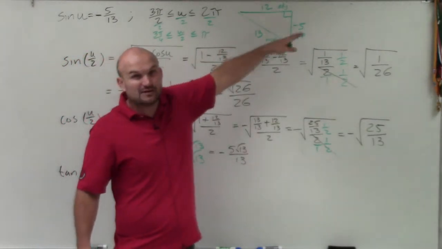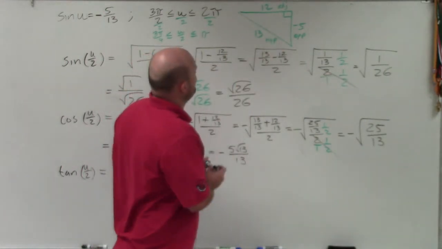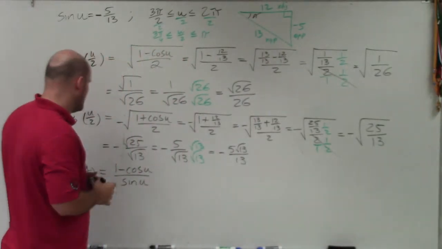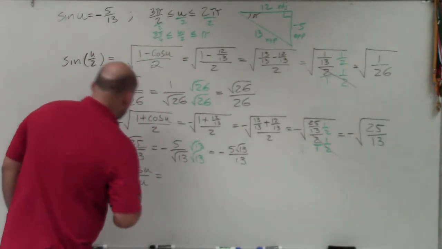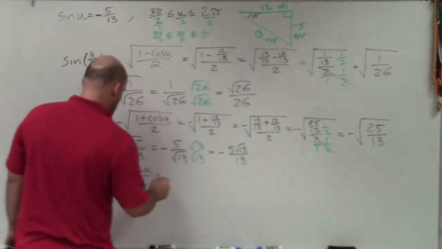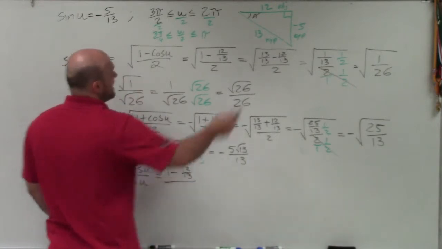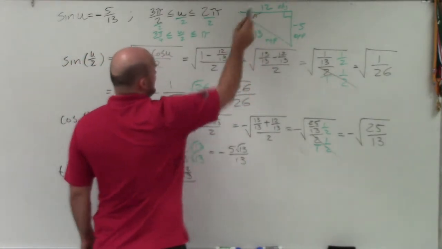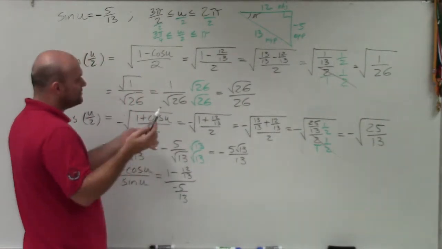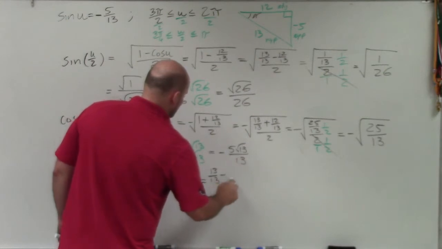However, in this one, I have to evaluate for cosine and for sine. That's why I did the Pythagorean Theorem earlier. So I can now use this triangle to evaluate for sine and cosine. So 1 minus cosine, remember cosine is 12 over 13. So it's 1 minus 12 over 13 divided by sine, which in this case is negative 5 over 13. Again, the numerator, it's the same thing over and over. It's almost like Groundhog Day. Combine, get the same fraction.